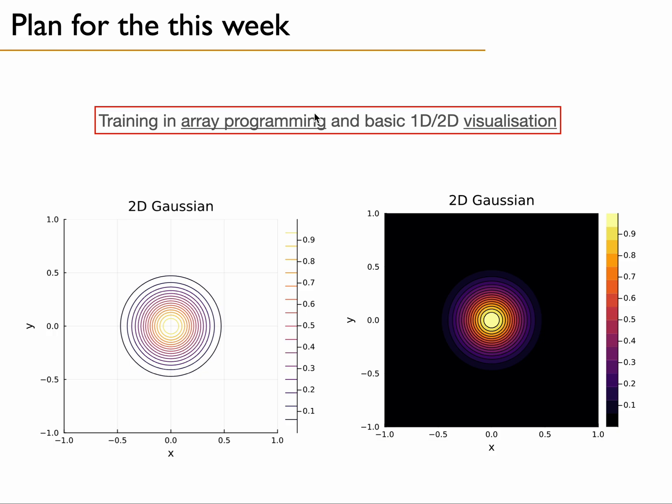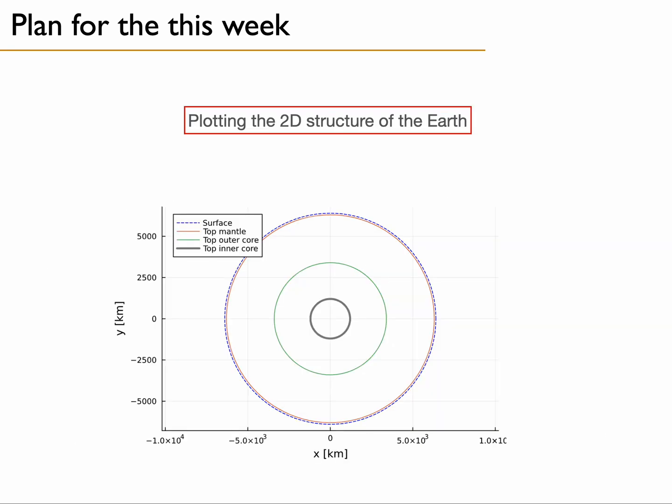In the second part of the exercise, you learn how to generate a 2D Gaussian field and how to visualize it either with a contour map, a contourf here, or simply a heat map. In the second notebook, we will construct the 2D structure of the Earth, and we will use 2 different approaches. The first approach will be to simply draw circles. We will use the equation of a circle and plot different circles for each of the layers representing the main shells of the Earth.